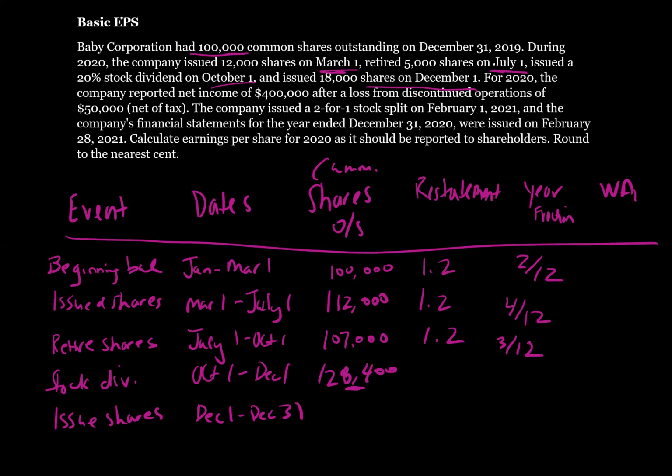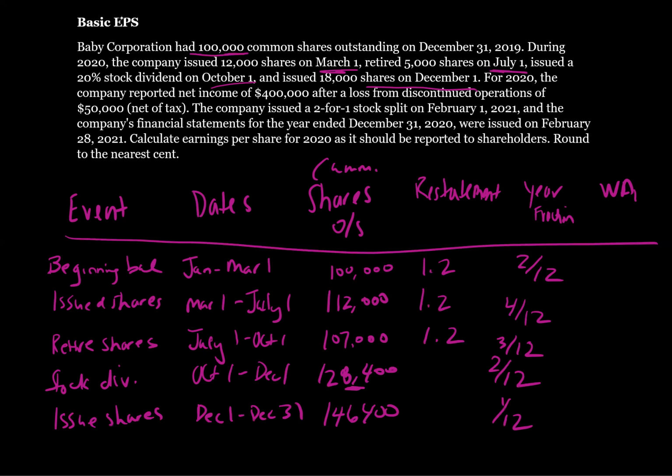So we're going to add 18,000 to 128,400, which is going to give us 146,400. We don't need to restate it because it's already after the stock split. And this is going to be 1 of 12. Oh, and we missed this one. October, November is going to give me 2 of 12.